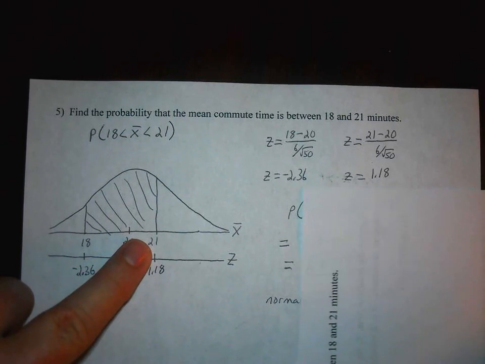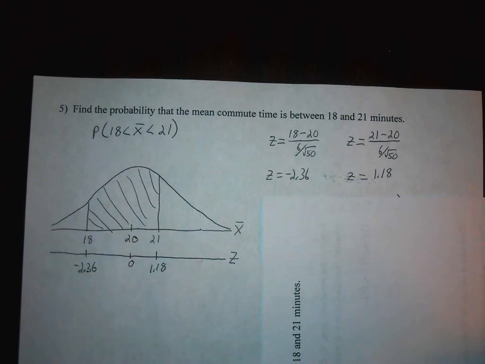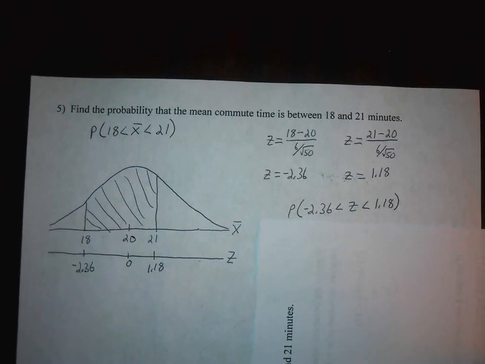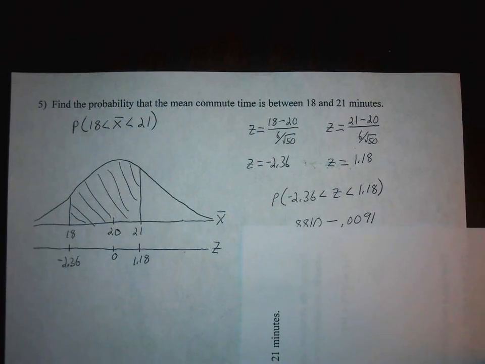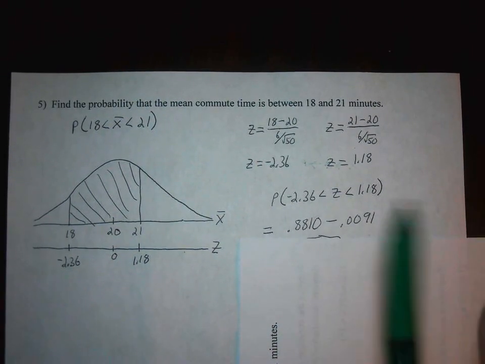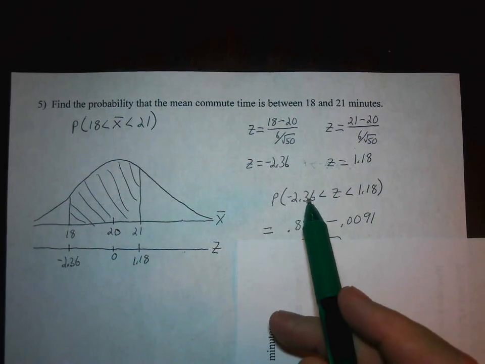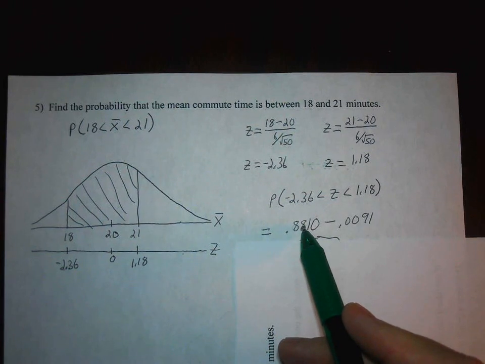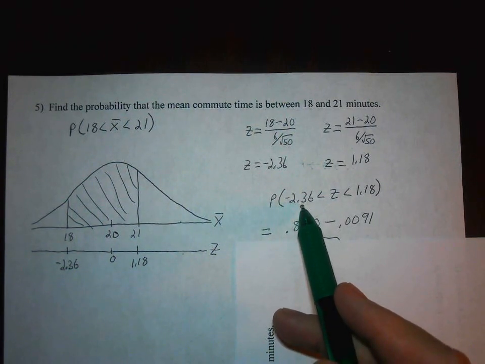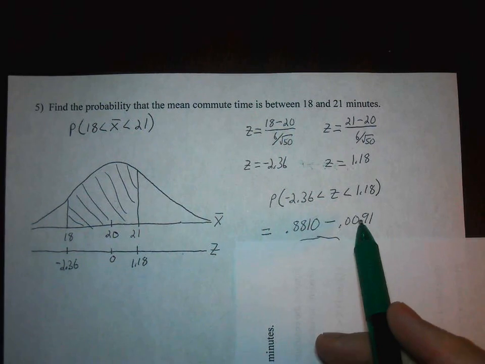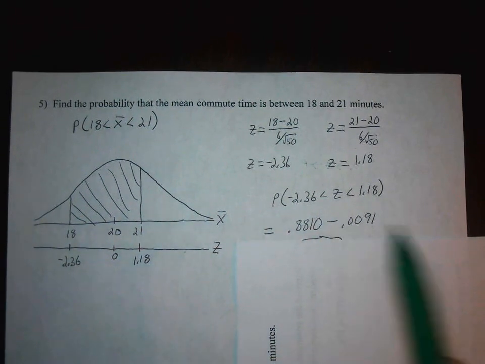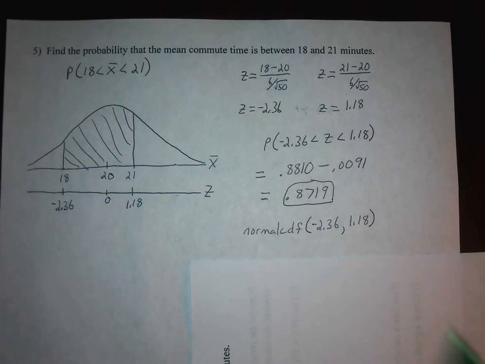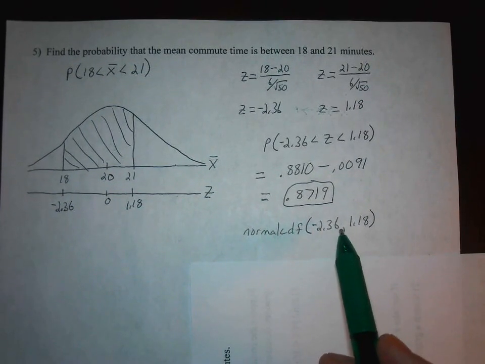If you need to pause the video, go ahead. I'm just going to keep on going for the sake of time. So the probability that z is between those two numbers is where you subtract the two probabilities. When you look up 1.18, you get 0.8810. When you look up negative 2.36, you get 0.0091. Subtract those, and that'll give you the answer. This is the calculator function that you use to get that.